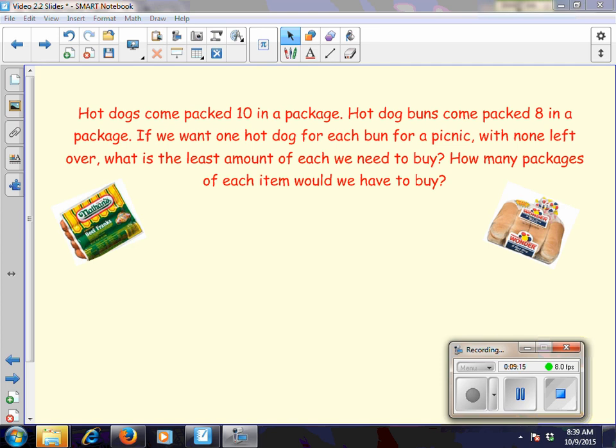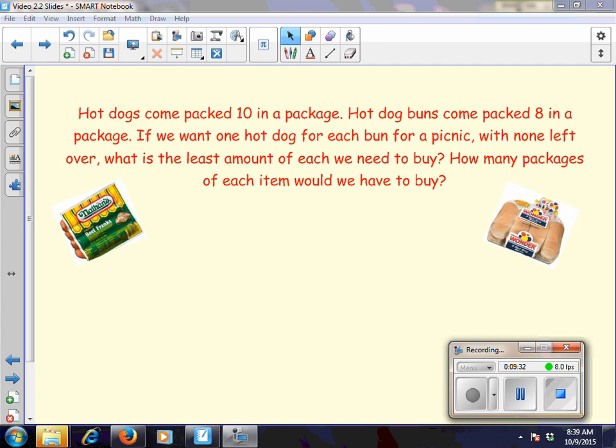So how many packages of each item would we have to buy? If I buy 1 set of hot dogs, I'm going to have 10 hot dogs, and 1 set of buns, I'm only going to have 8 buns. So I need to figure out what's the least amount of hot dogs and buns that I can buy so that everyone will just get a hot dog and a bun.